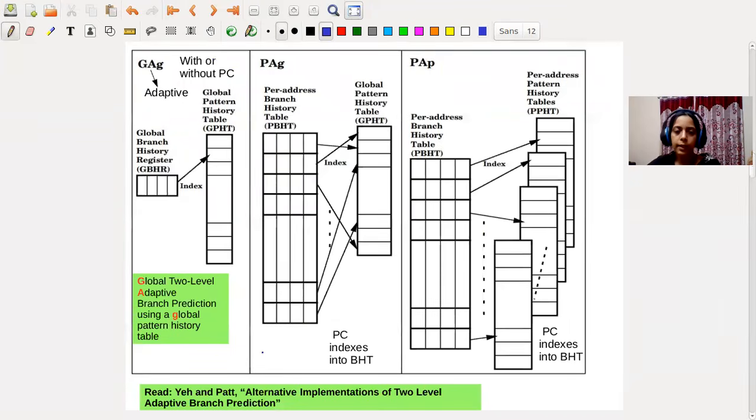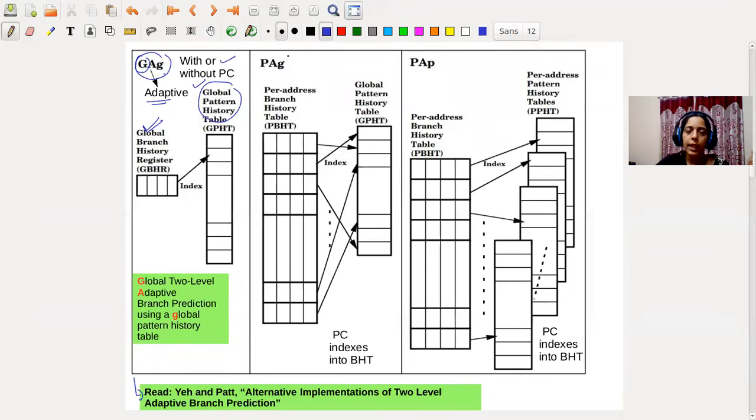Now if you look at this particular paper by Yeh and Patt, they show three different implementations of what we have seen so far. So this is the GAg predictor, which means you have a global branch history register and you have a global pattern history table. So the first G is for the global branch history register. The A stands for adaptive, and the next G stands for global pattern history table. Now this could be with or without the PC.